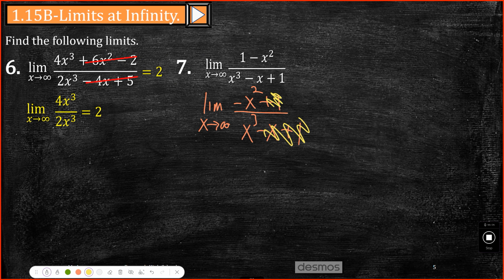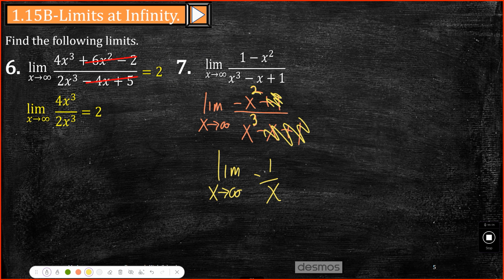So the bottom has a bigger power than the top. We can cancel that out, and it will become limit as x approaches infinity of -1 over x. So what does -1 over x look like on a graph?